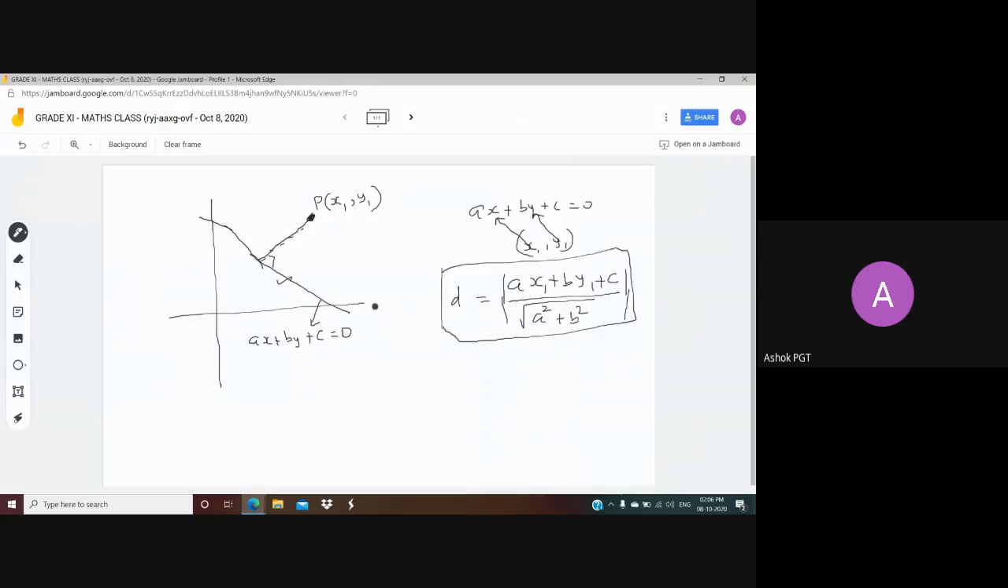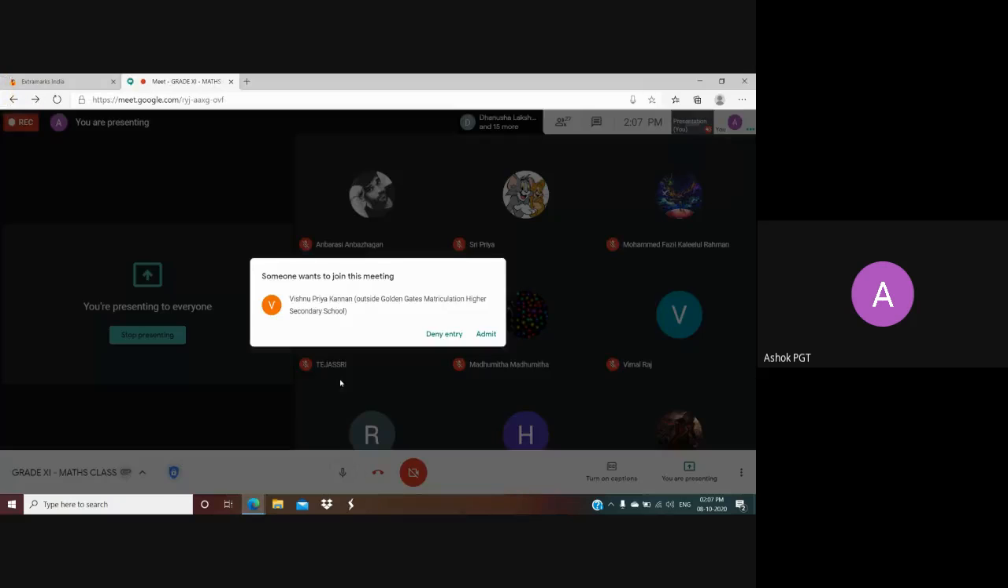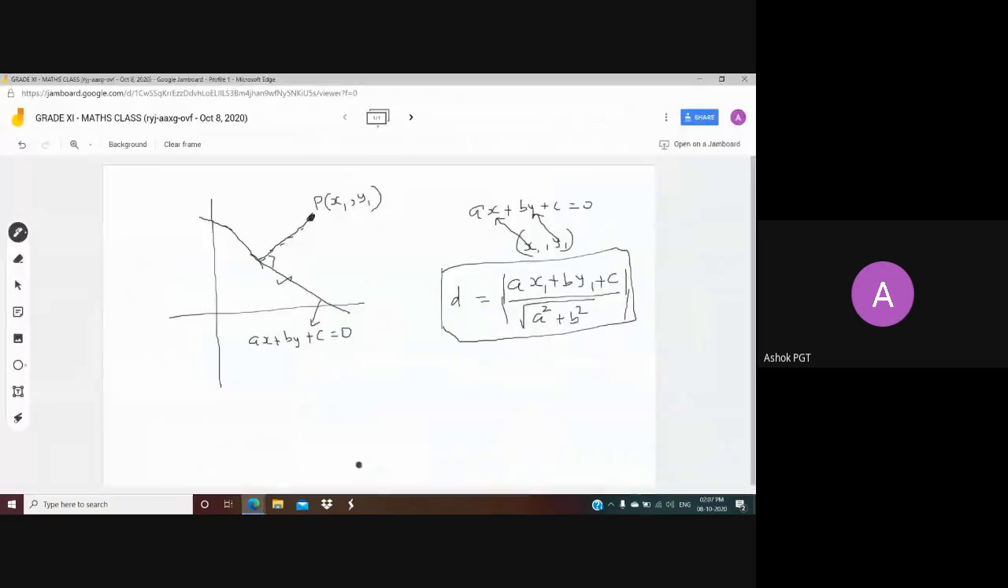Students, are you clear now? We are going to find the distance from the point x1, y1 to the straight line ax plus by plus c equal to 0. First, we find the coordinates of this point as well as this point, because we are going to calculate the area of the triangle. If you know the three coordinates, you can calculate the area of the triangle. You know that area of the triangle is half into base into height.